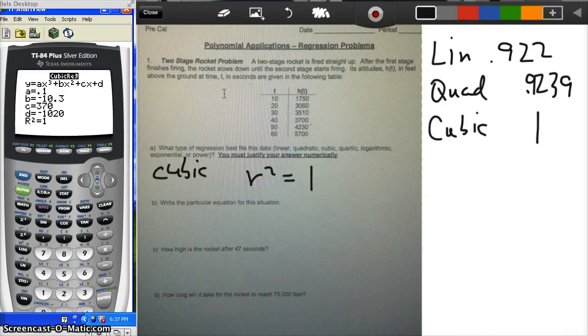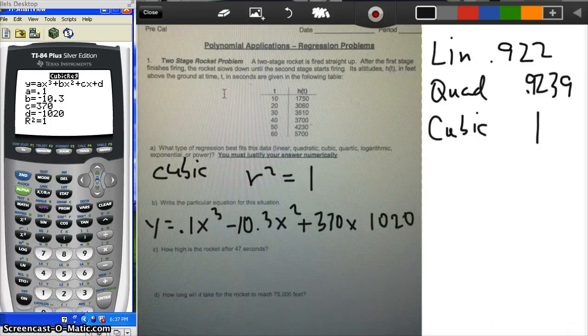So the equation, the a, b, c, and d represents the coefficients of the terms, the x variables from highest degree, from the highest exponent in descending order. So it'd be y equals 0.1 x to the third minus 10.3 x squared plus 370x minus 1020. So that would be my equation.